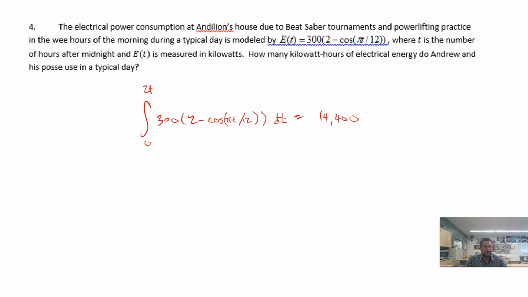Okay, number 4, the electrical power consumption at Annie Lyon's house is typically modeled by this equation right here, where T is the number of hours after midnight and E is measured in kilowatts. How many kilowatt hours of electrical energy do Andrew and his posse use in a typical day? Well, again, this is our rate right here. That's letting us know at any given time how fast the electricity is being consumed. I want to know how many hours of energy they're using, so I'm doing the integral from 0 to 24 of that, because that's how many hours there are in a day, and I get 14,400 for our answer for number 4.